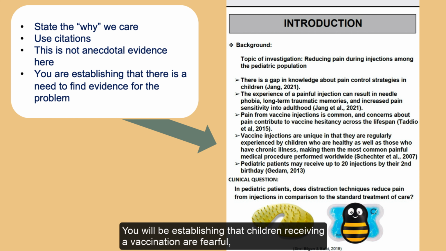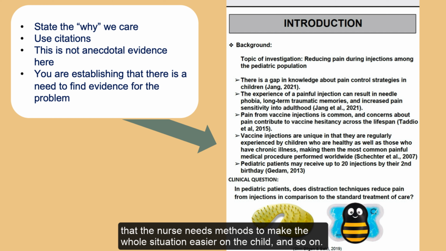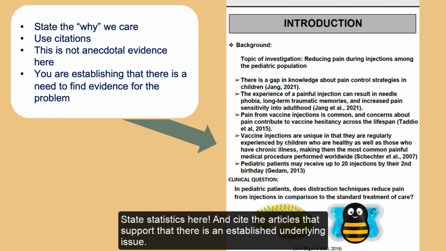You will be establishing that children receiving a vaccination are fearful. Let's say that vaccines are painful, that it is difficult to convince children to receive a shot, that the nurse needs methods to make the whole situation easier on the child, and so on. This is not anecdotal information, but evidence that you find in articles. State statistics here, and cite the articles that support that there is an established underlying issue.